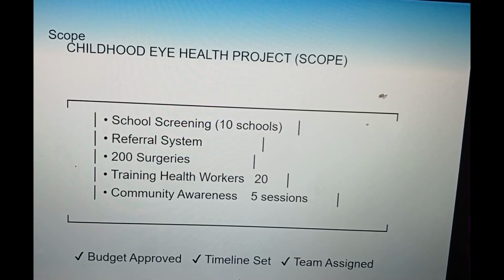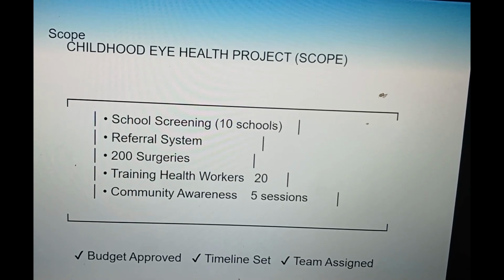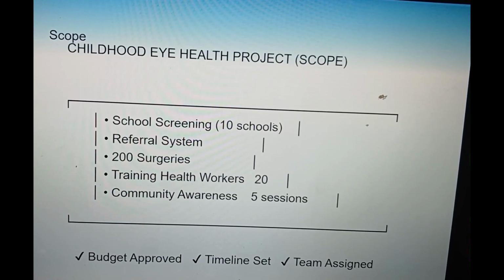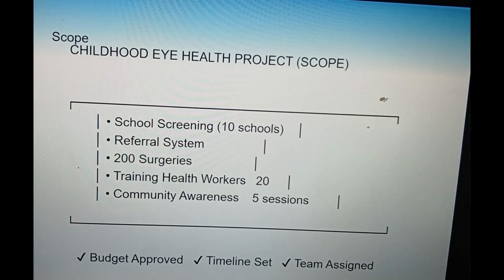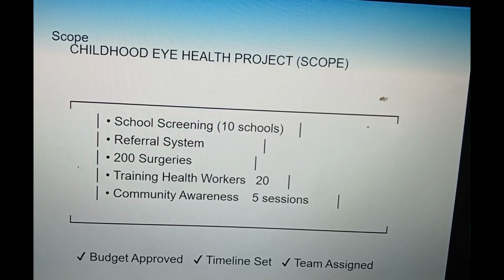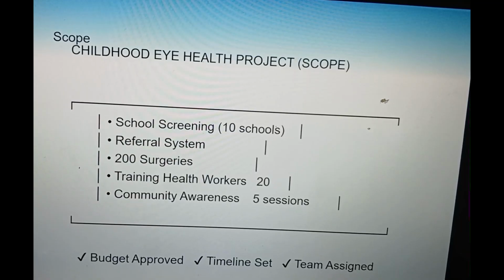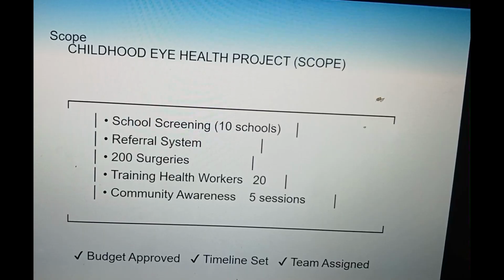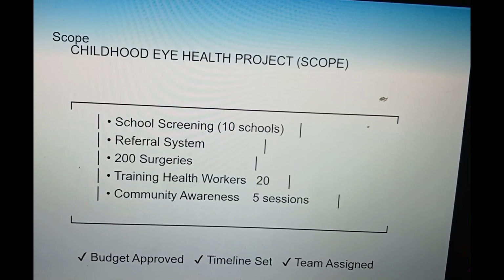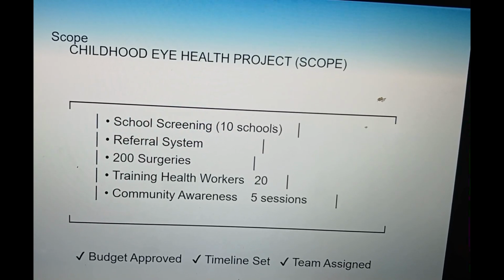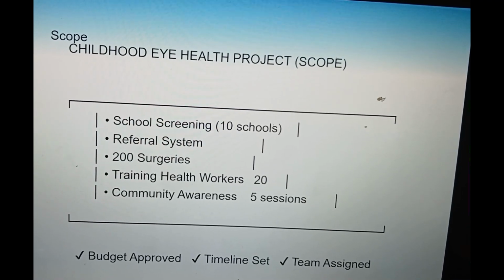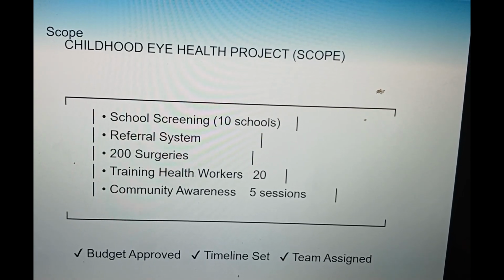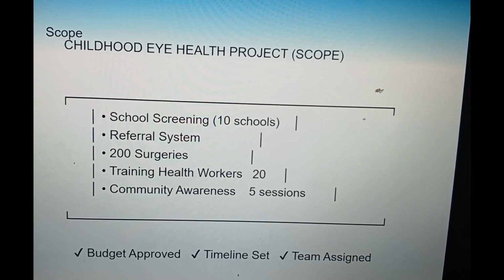If we look at this project, this is a childhood eye health project, and the scope of it includes the screening of 10 schools, the referral system that is put in place, the 200 surgeries that will be performed as a result of the screening of the 10 schools, the training of 20 health workers, and also community awareness where 5 sessions will be conducted. So this is what we call a project scope.